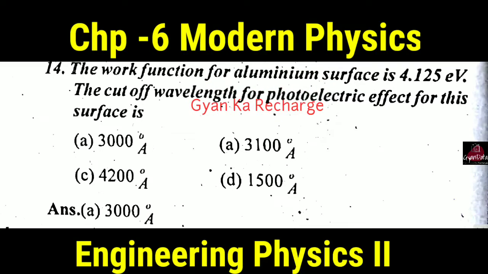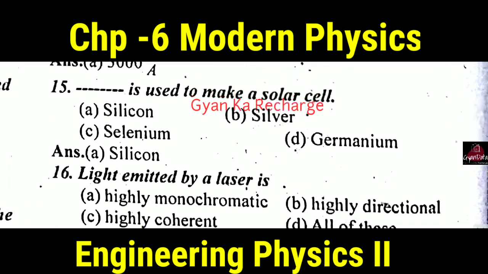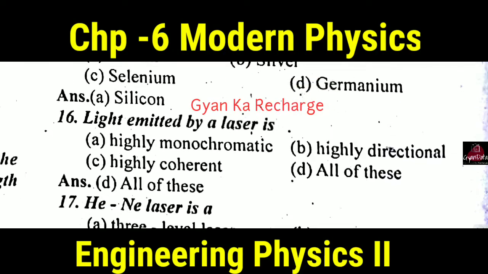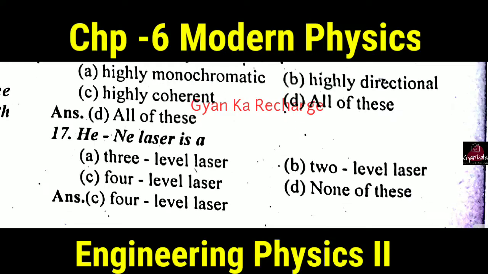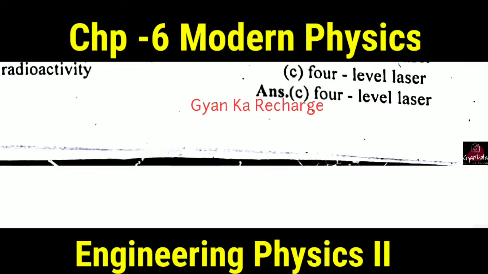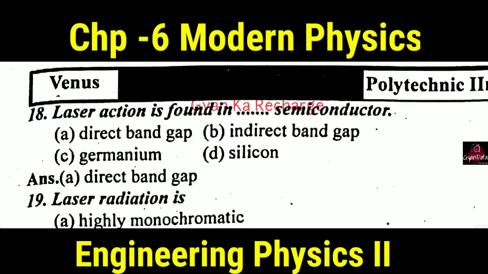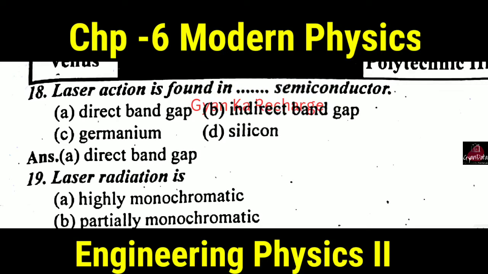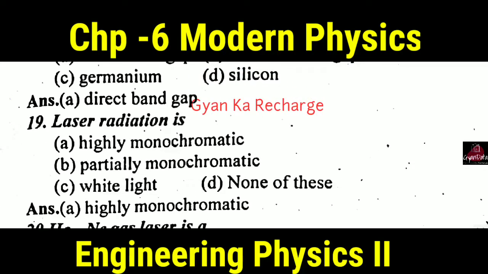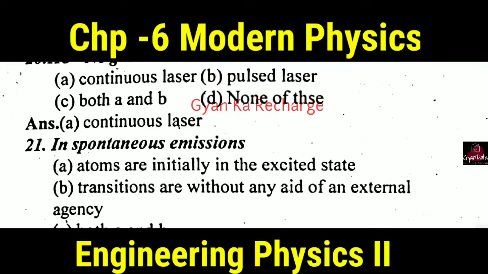Light emitted by a laser is highly monochromatic, highly directional, and highly coherent, all of these. The He-Ne laser is a 4-level laser. Laser action is found in semiconductors that have a direct band gap. Laser radiation is highly monochromatic. The He-Ne laser is a continuous laser. In spontaneous emission, atoms make the transition without any aid of an external agency.